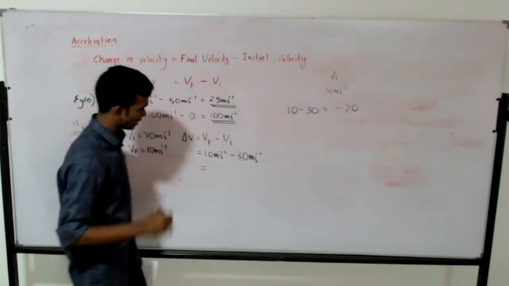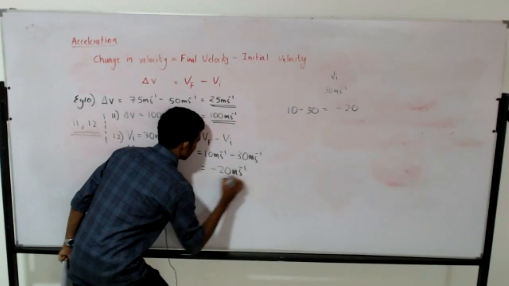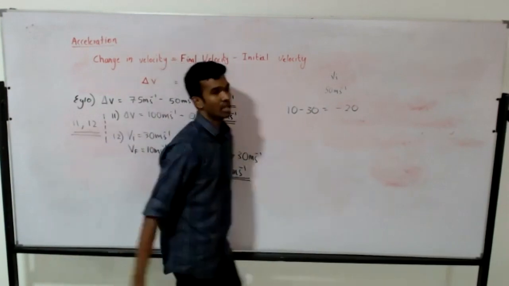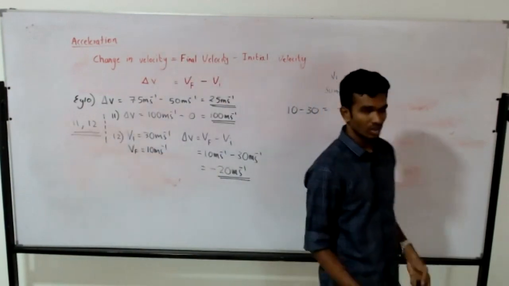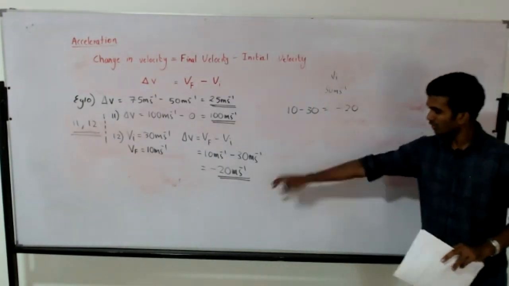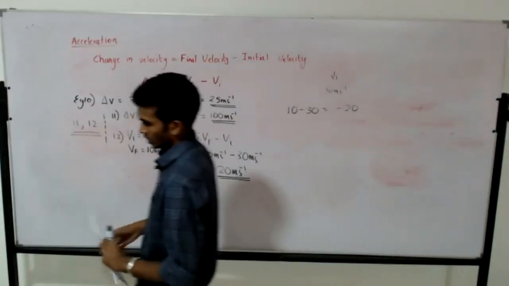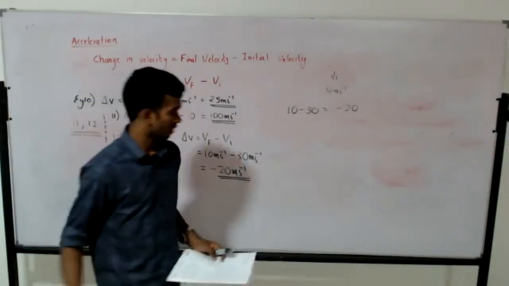You should put the minus sign. Minus 20 ms to the power minus 1. So remember, change in velocity can be negative. Don't get scared when you get negative answers. Those who want, quickly write down.